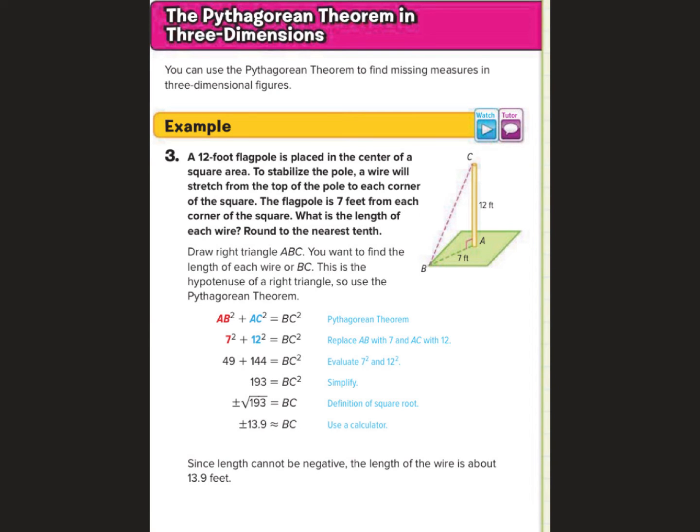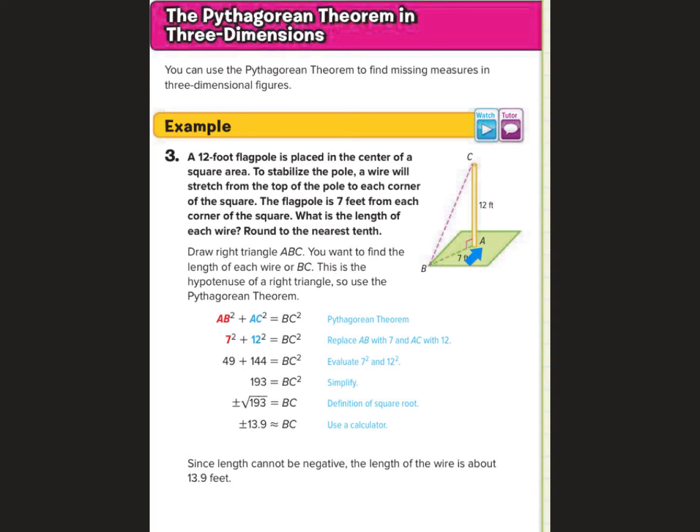Moving on to 3 here. We've got a 12-foot flagpole that's placed in the center of a square area. To stabilize the pole, a wire will be stretched from the top of the pole to each corner of the square. The flagpole is 7 feet from each corner of the square. What is the length of each wire around to the nearest tenth?